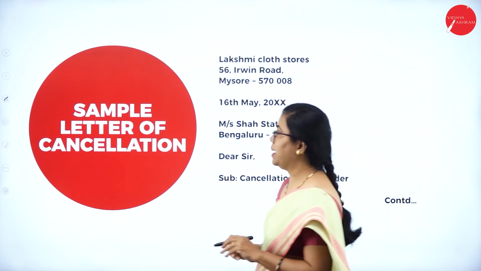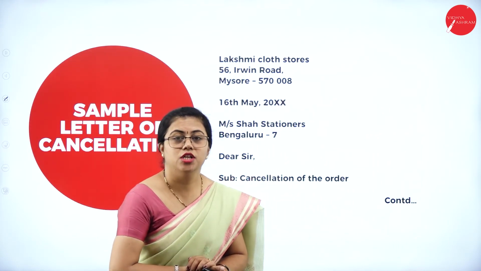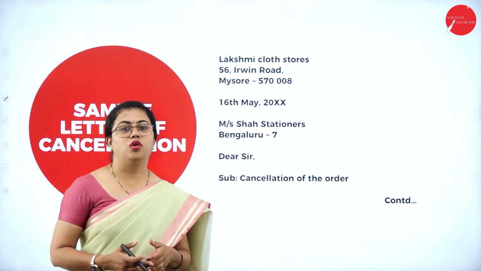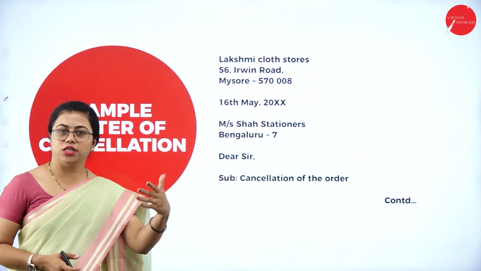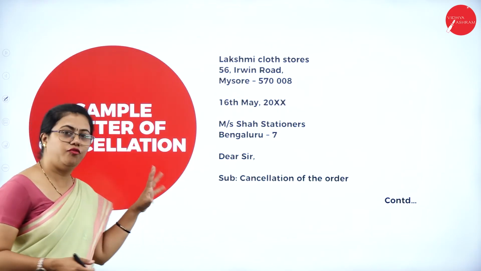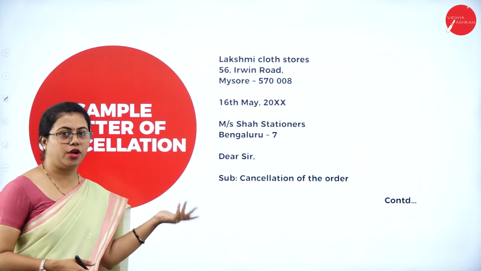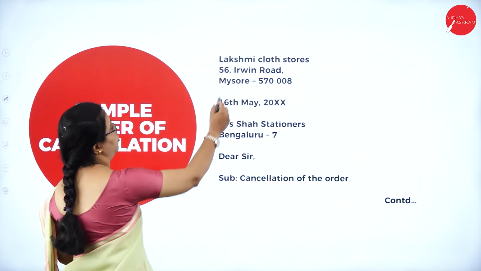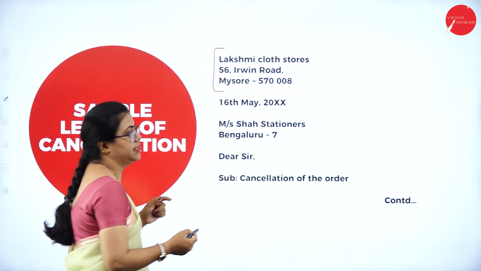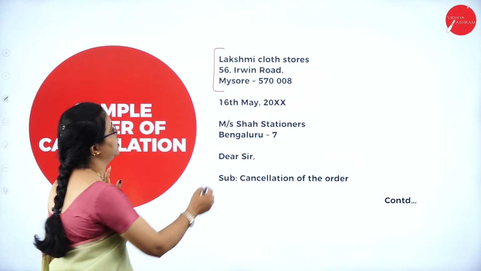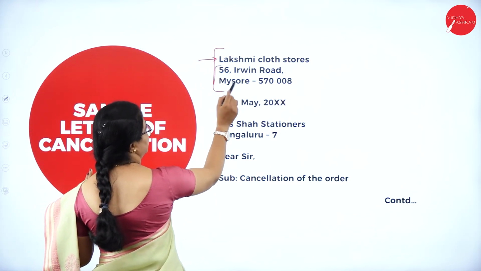So here we have a sample letter of cancellation. So how do you cancel an order? Okay, so the same thing holds good with execution also. So I'll just tell you where you have to change for execution or cancellation. As I told you before, it is the sender's address. So Lakshmi Cloth Center, Irvin Road, this is the name of the company, then this is the address.